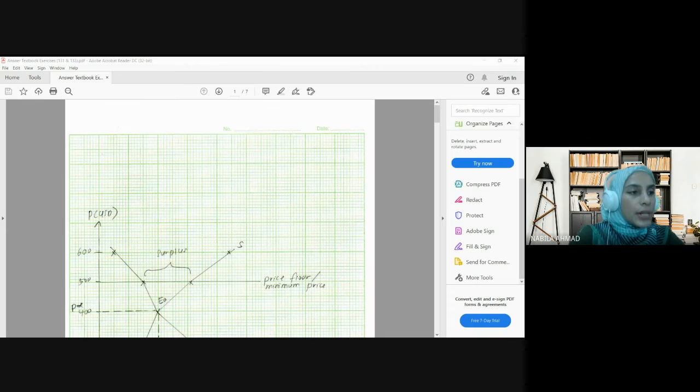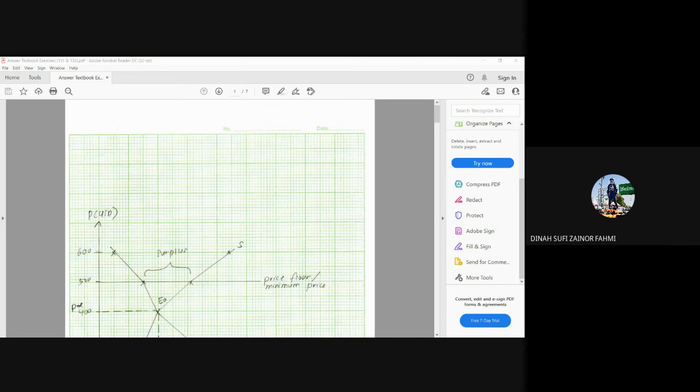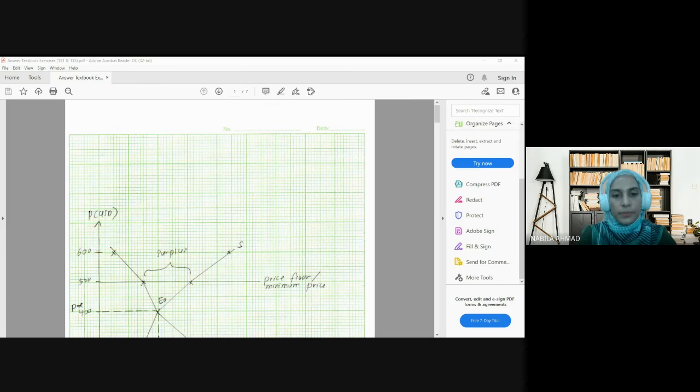Alright, number 2. When price increases towards the equilibrium price, the problem of will be resolved. Bila harga naik semula ke harga equilibrium, so apa masalah yang dapat diselesaikan di situ? Shortage. Ya, betul, shortage. Okay, so shortage. Bila berlaku shortage, harga akan go back, naik semula ke harga equilibrium.